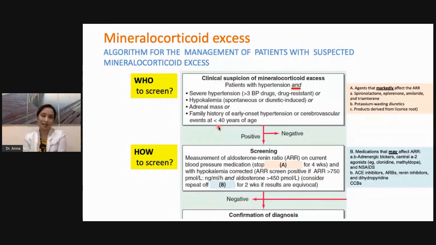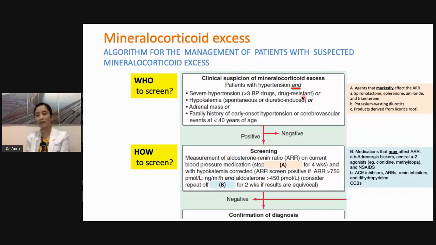So let's say a patient comes to you, a call center agent coming in because of incidental elevated blood pressure. Patient is, let's say, 36 years old. You're already warranted to screen for secondary or endocrine hypertension. Then that includes mineralocorticoid excess.